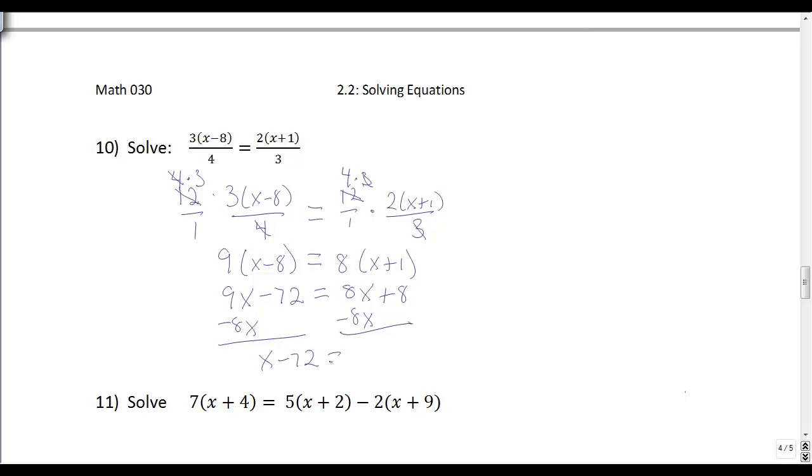I get x minus 72 equals, the 8x's cancel, 8. I'll just rewrite that. And now I just need to get rid of this minus 72 because it worked out that I just have 1x. I get 8 plus 72, and this gives me x equals 80.